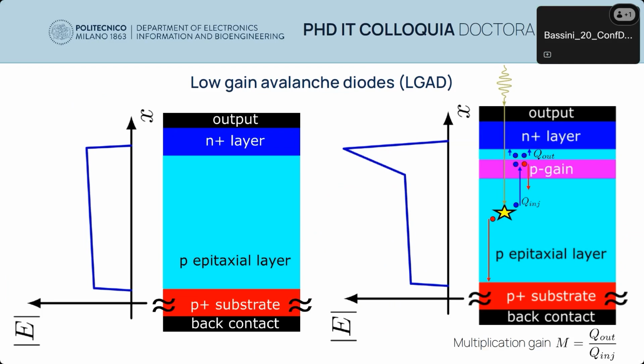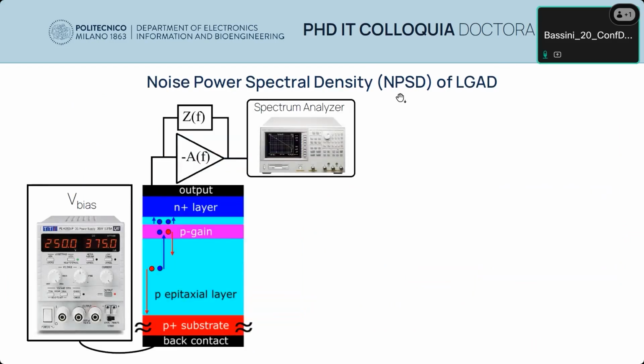However, along with the signal, we increase the noise in the structure. To study the noise, we have to measure the noise parallel spectral density, NPSD, at the output, which was done. The structure is connected to the amplifier and spectrum analyzer. We don't use a radiation source in the system, and we have controlled temperature conditions.